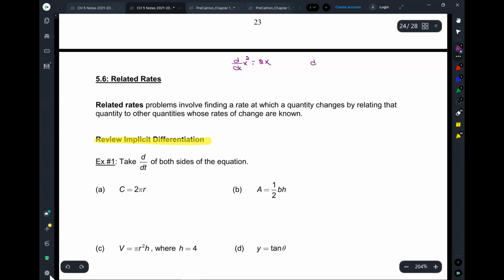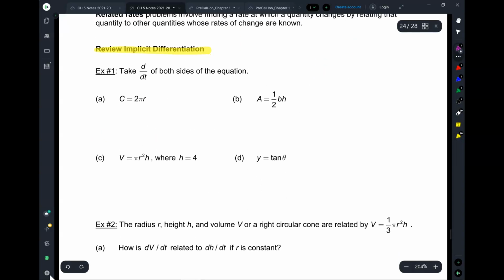But now if I have d/dx of y squared, my equation is in y, but I'm taking a derivative with respect to x, a different variable. So this is now going to be 2y dy/dx. Do you remember that? The reason is that this is a different variable than that. Well, if we're talking about rates, things are changing with respect to time. So we're going to be taking a derivative with respect to time.